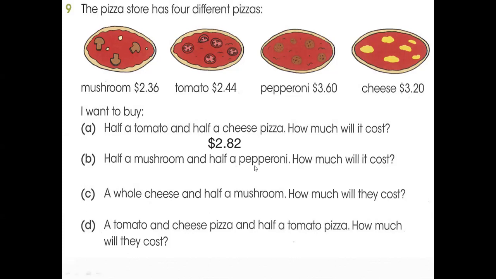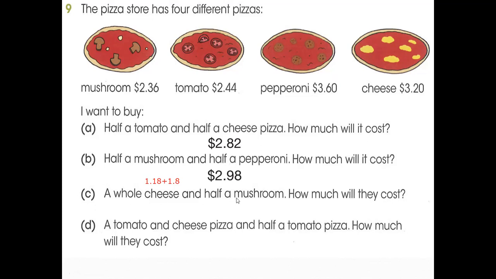Next, half a mushroom and half a pepperoni pizza, how much will it cost? First of all, what is the price of mushroom? 2.36. Make it half. How to make it half? Divided by 2. So it's 1.18. This is the price of half mushroom. Plus half pepperoni, 3.60 made half, divided by 2, 1.80. So we plus 1.18 plus 1.80, and it comes to $2.98. This is the price for these two pizzas.